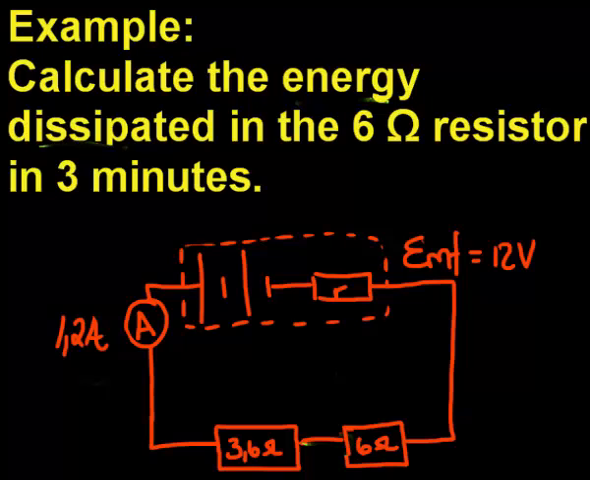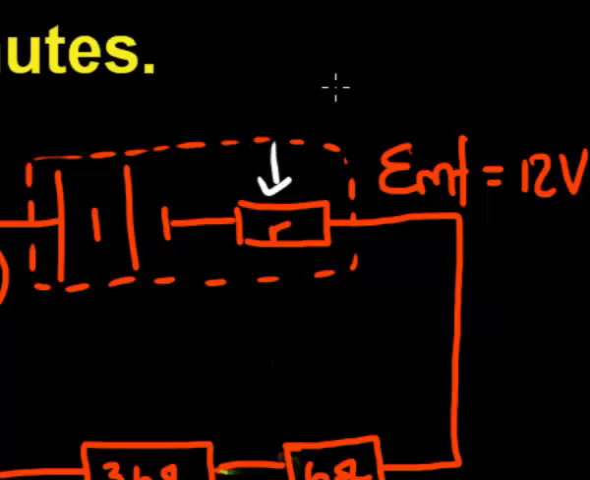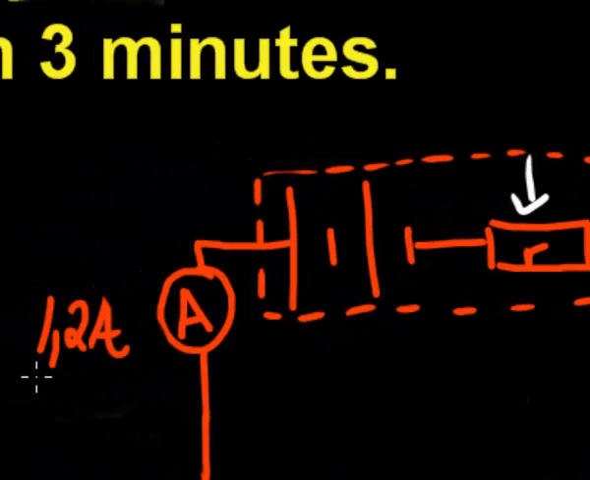Now let's go and apply our knowledge to an example. We need to go and calculate the energy dissipated in the 6 ohm resistor in 3 minutes. Now we've been given the total potential difference of the circuit to be 12 volts. You would have noted that this small r stands for internal resistance, which you should not worry too much about. You'll do that in detail next year. And that you've got the total current that will be running through the circuit as 1,2 amp.